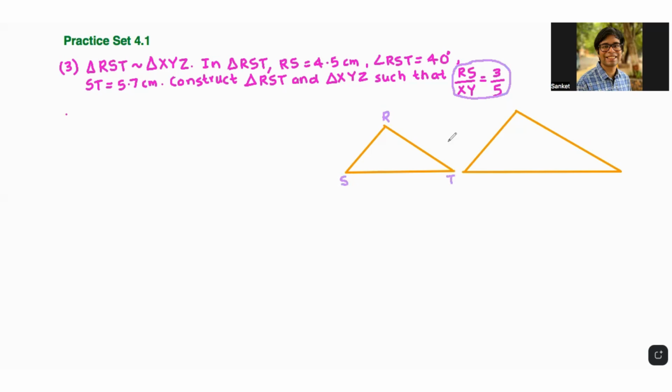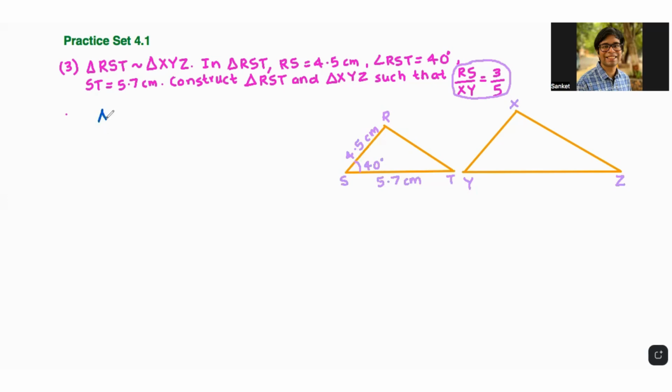RST. And keeping the correspondence of the vertices in mind, I'm going to label this as X, Y, Z. Let us put down the measurements that we know. We know that angle RST is 40 degrees. We know that side RS is 4.5 centimeter and ST is 5.7 centimeter. We need to find measurements of this triangle as well, so that we can construct it.